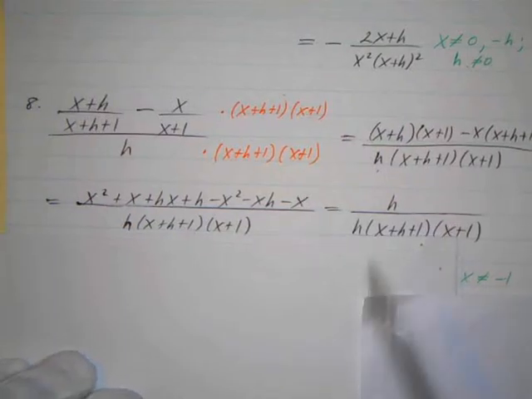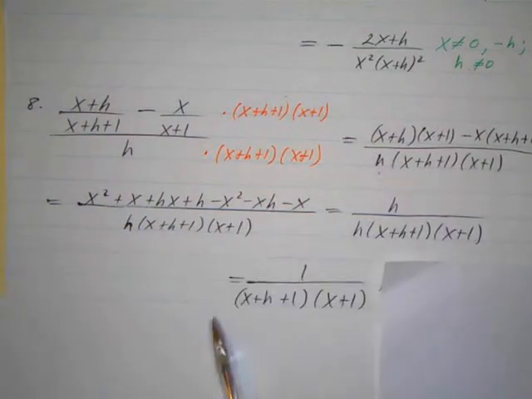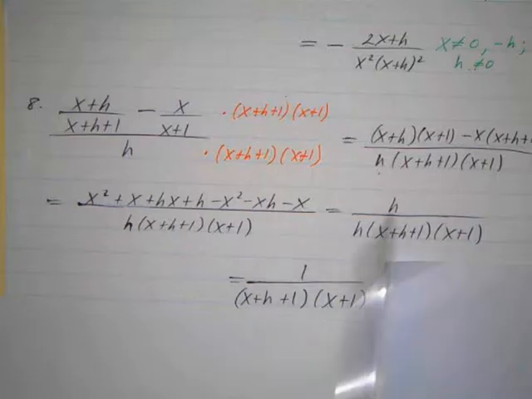And what can I cancel? Well, I can cancel the h's as long as h isn't 0, and that's my answer: 1 over the trinomial times the binomial.